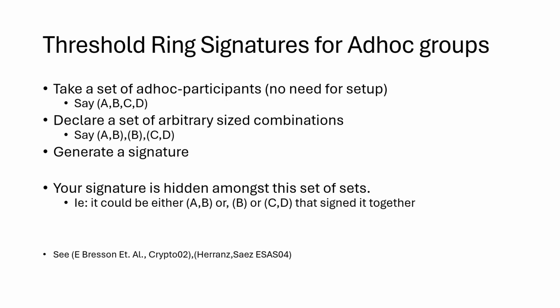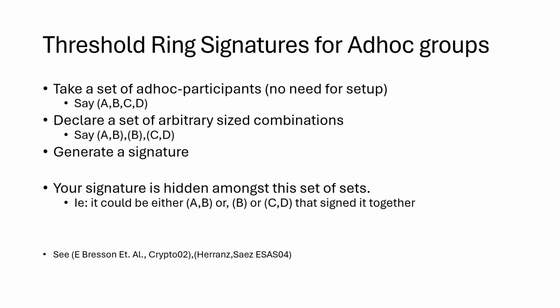So B can do it himself, CD can do it together, AB can do it together, and so forth. I guess AB together is a bit counterintuitive here. But the idea is that your signature is then hidden amongst one of these sets. So when someone looks at this particular signature, they can say that one of these particular sets actually participated to generate a signature, but I have no idea which set actually did this.